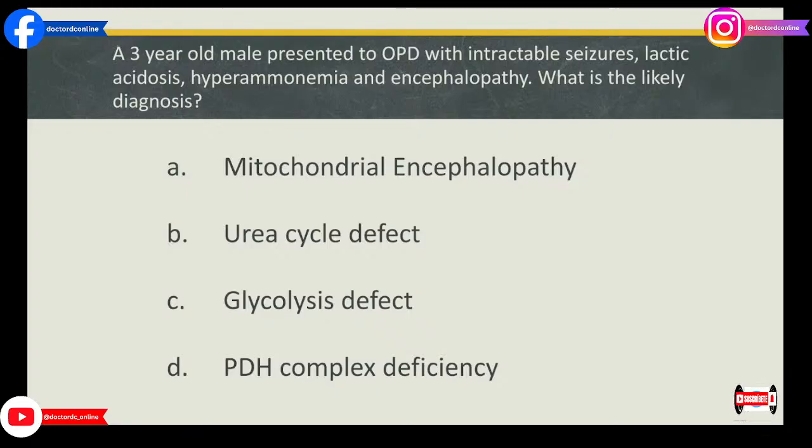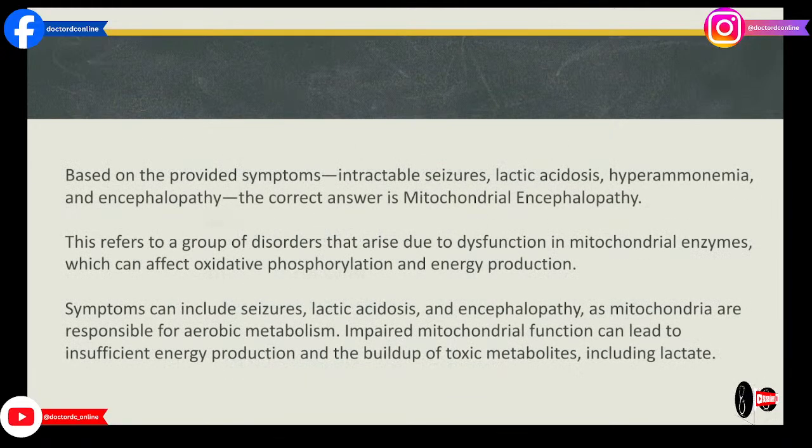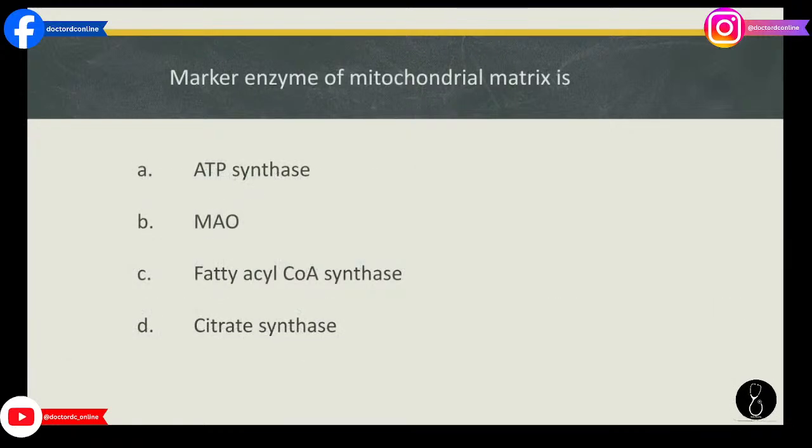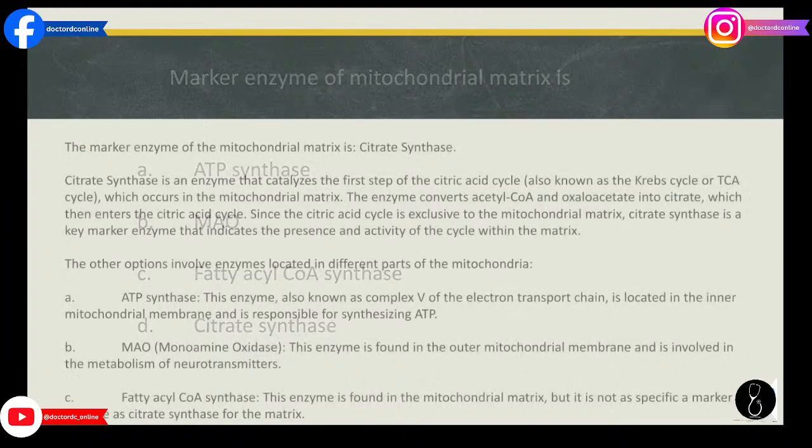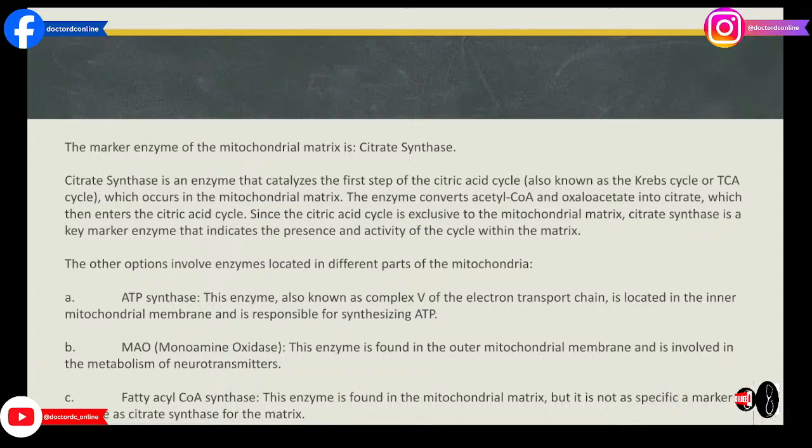In question 43, the marker enzyme of the mitochondrial matrix is option A, ATP synthase, option B, MAO, option C, fatty acyl-CoA synthase, or option D, citrate synthase. Citrate synthase is specific to the mitochondrial matrix and catalyzes the first step in the TCA cycle. The correct answer is option D, citrate synthase.